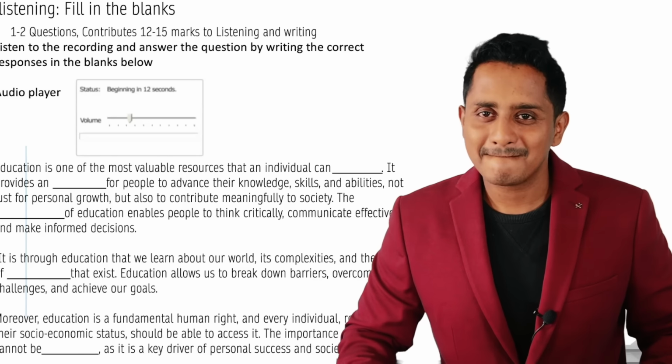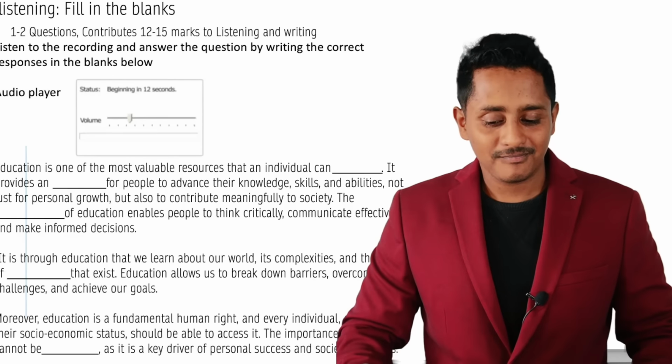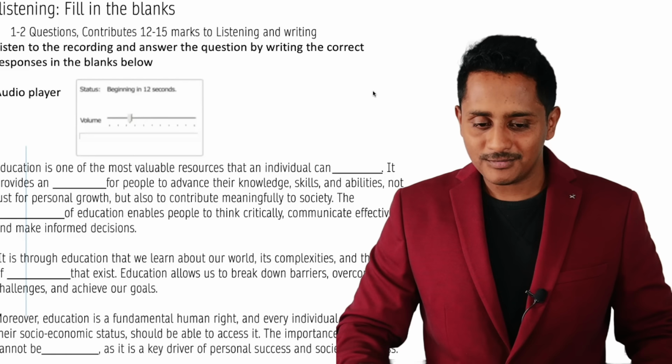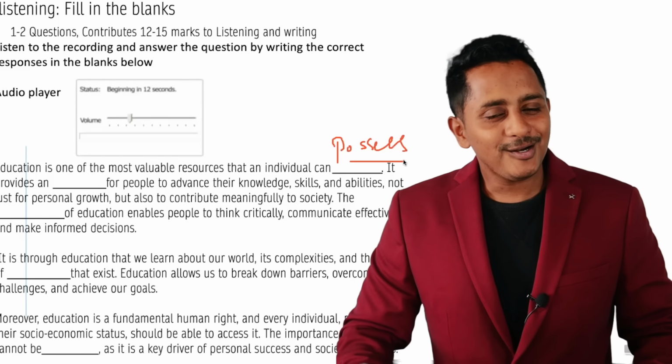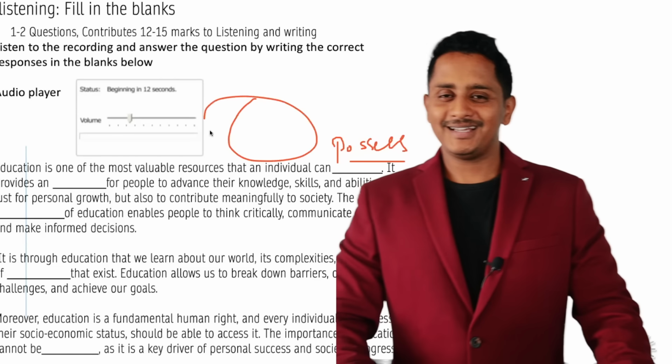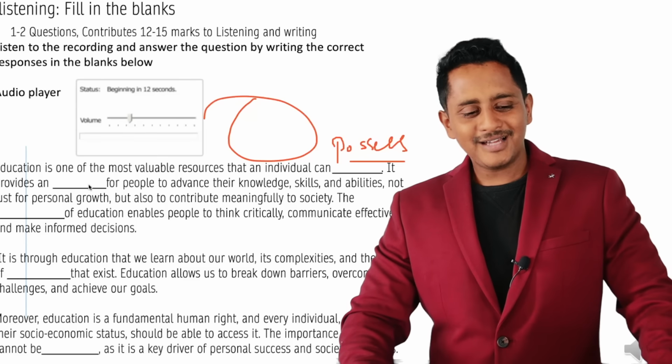Education is one of the most valuable resources that an individual can possess. Possess, you need to write. You just have to type POSSESS. If you write the wrong spelling, it's a big 0 marks. That's what people have problems with. Like that, you need to fill the blanks.